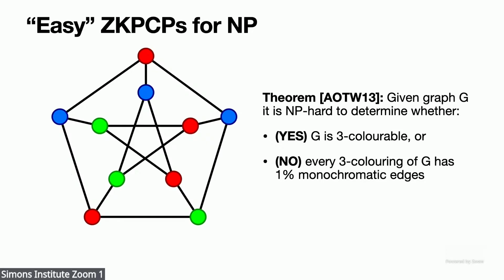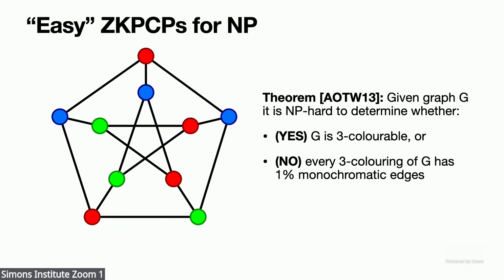Okay. So we know that it is hard to approximate the 3-coloring problem in the following sense. If you're given a graph G, which is promised to be in one of two cases, either G is 3-colorable or every 3-coloring of G has 1% of its edges monochromatic, distinguishing between these two cases is NP-hard. Okay? And so if I want to design a PCP for NP, I just need to design a PCP for this promise problem. Okay? And so here is how I design a zero-knowledge PCP for this promise problem.